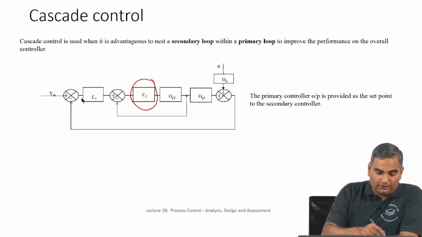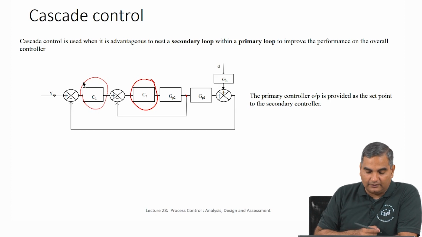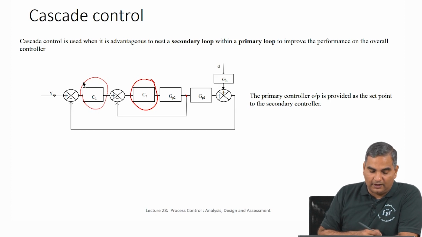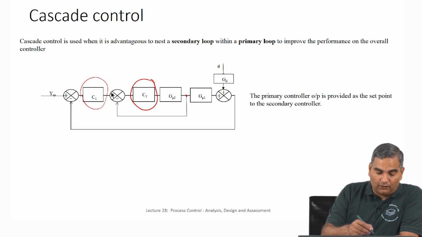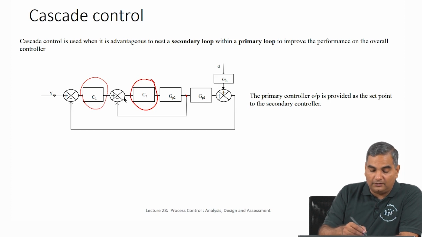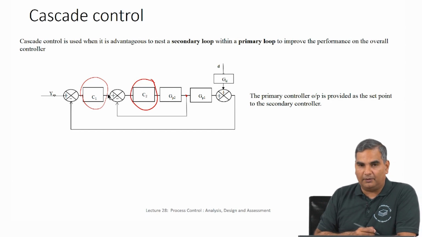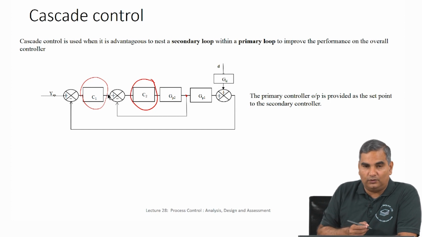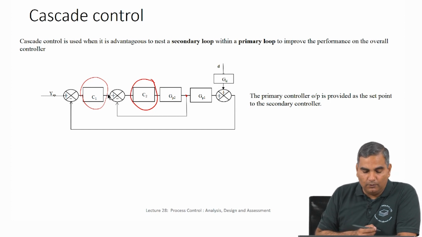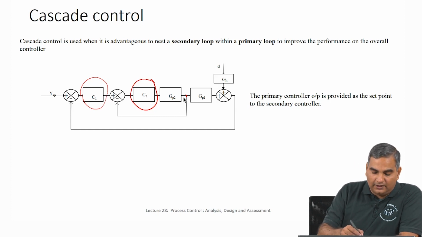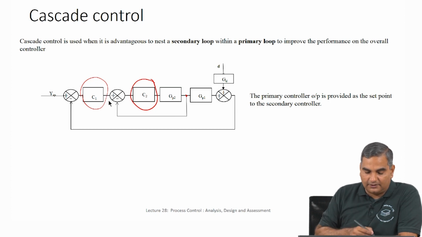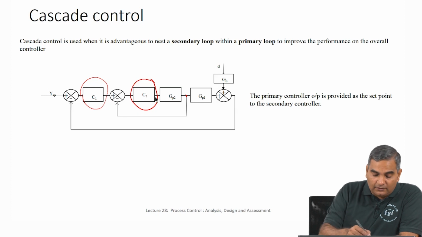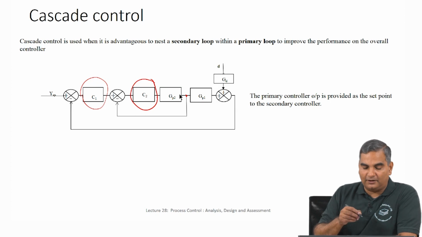Now, this controller is going to do something different. Instead of saying what force should be kept, it is going to say what stem position should be kept. So, it becomes a set point to the secondary or inner loop, and once this position is measured, that position is checked against whatever the set point is, and then this controller will use that information to say what force should be kept here, so that the position is maintained.